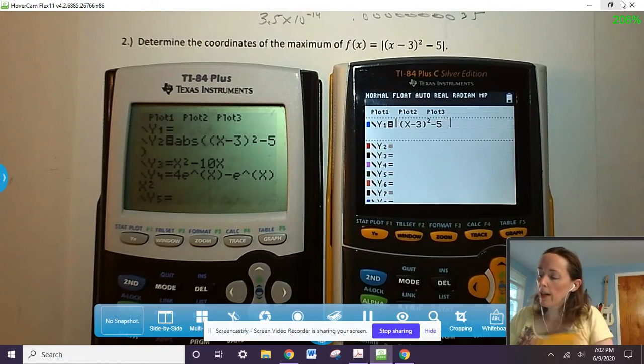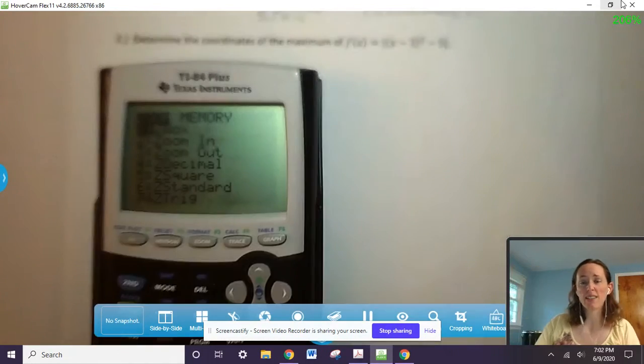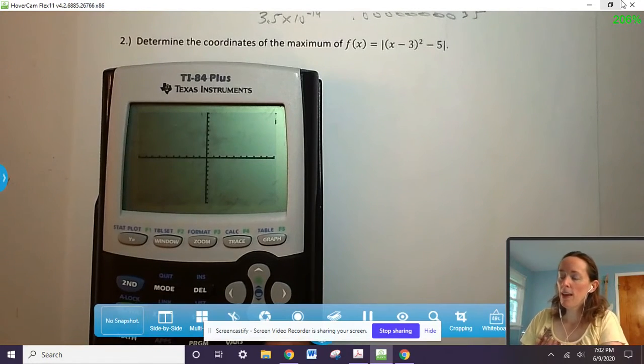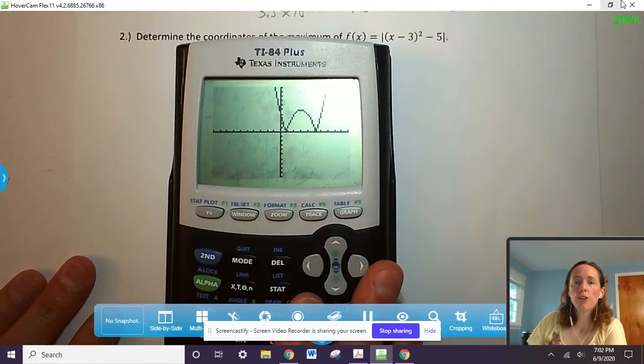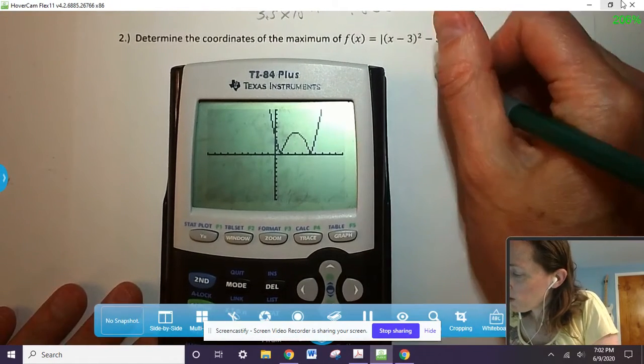Okay, so I'm going to go back to Zoom Standard. That's Zoom 6. Again, you don't have to scroll down to 6 to hit enter. You can just hit the number 6. It'll take you to Zoom Standard. And that's what your graph looks like. And what we're interested in here is the maximum. So for this graph, we want to know what the maximum is.